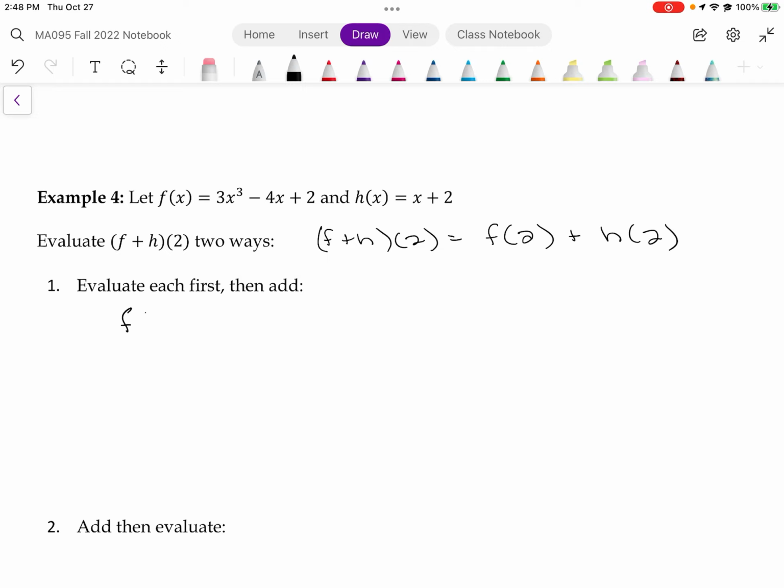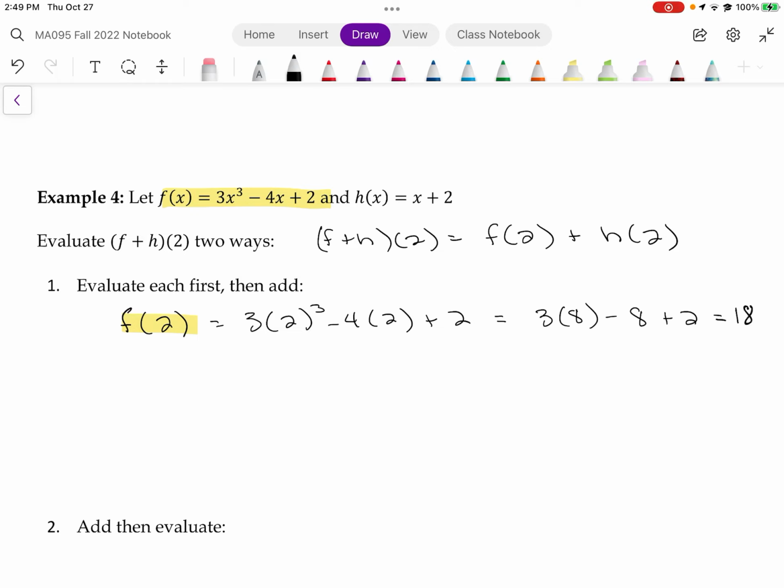So I'm going to find f of 2. Okay, so that's going to be the yellow one. So f of 2. All right, so 3 times 2 cubed minus 4 times 2 plus 2. So I encourage you to pause the video and try these. All right, so I get 3 times 8 minus 4 times 2 is 8 plus 2. This one is 18. So 24 minus 8 is 16 plus 2 is 18.